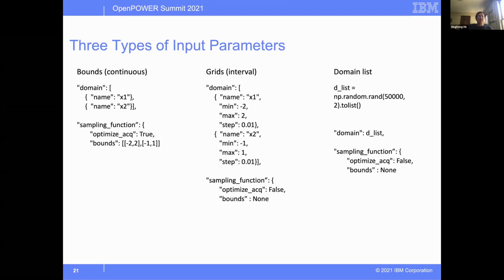So those are the three different types of input parameters the current release of BOA can handle, which I just mentioned a moment ago. There are bounds, grids, and domain lists. You cannot mix them in one optimization problem. Your problem can be either one of them. It cannot be a mix.